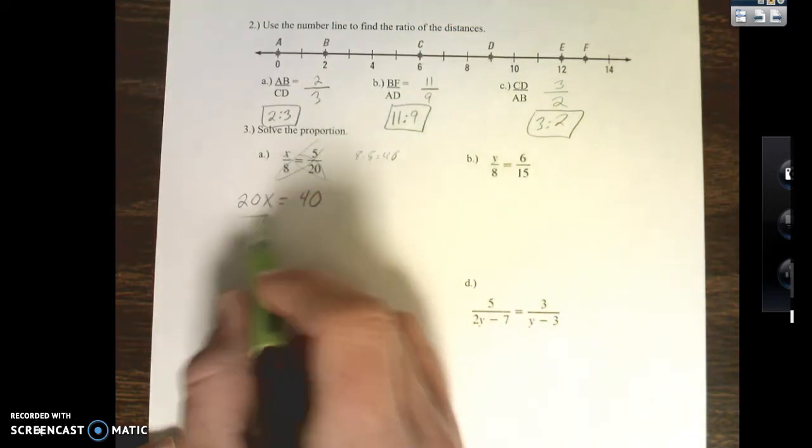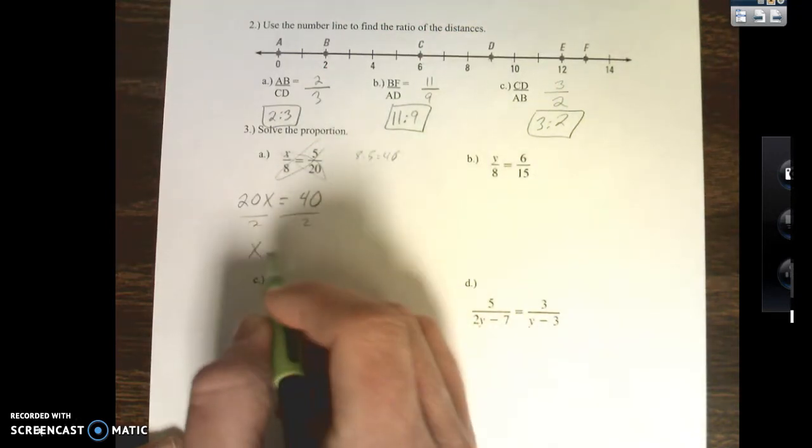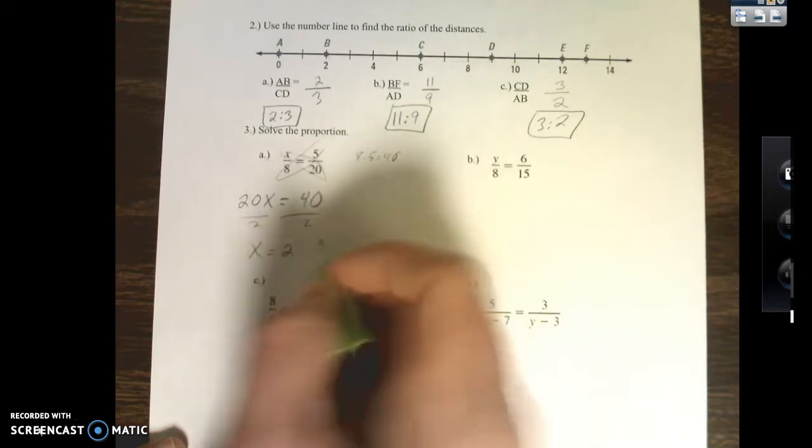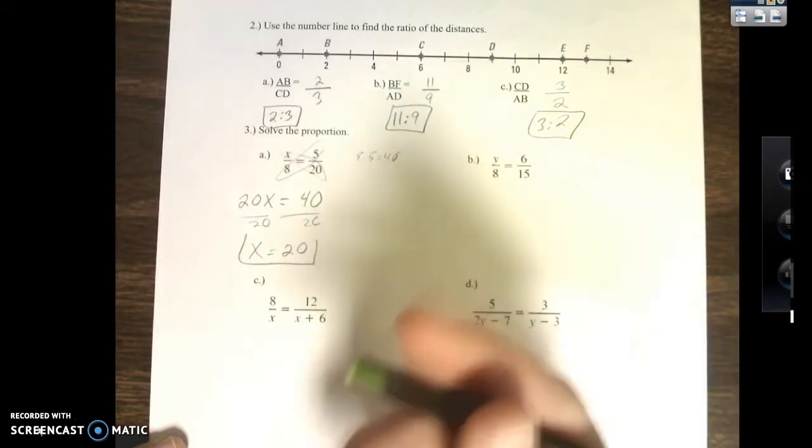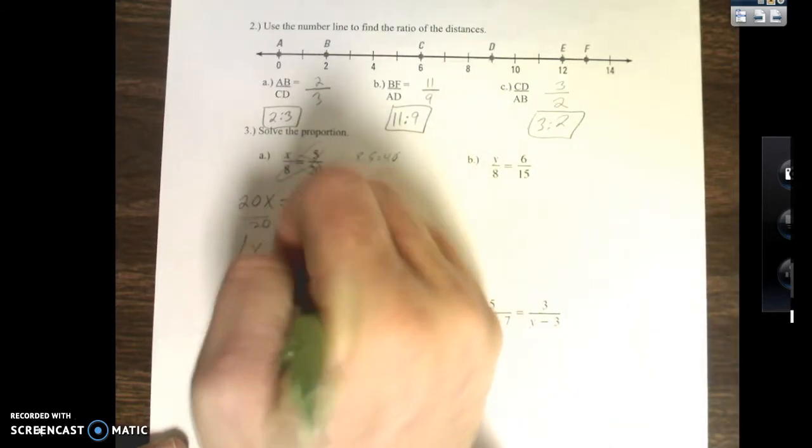How do I solve that? Well, hopefully by now you guys are feeling pretty confident. We just divide by 20. X equals 2. My bad. I'm trying to get too ahead of myself.